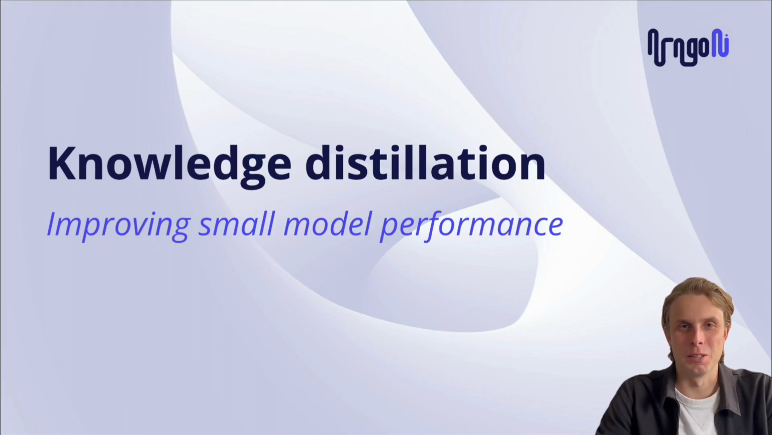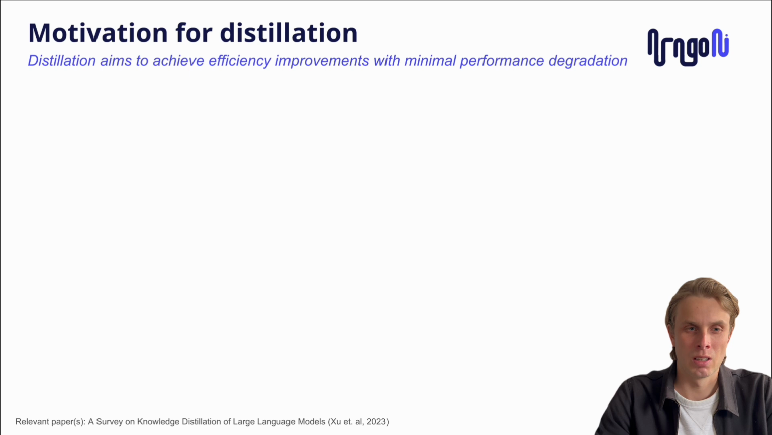Today, we're going to be speaking about knowledge distillation, which refers to a category of techniques aimed to improve the performance of small models. Let's dive into some motivation for knowledge distillation. So the goal of knowledge distillation is really to find a way to make these smaller, more efficient models have the performance of larger, more expensive models.